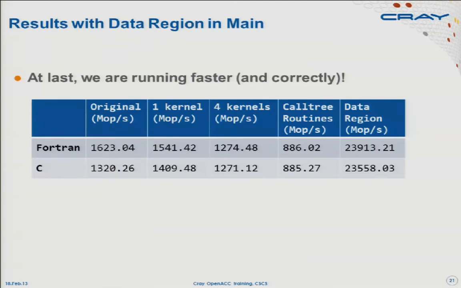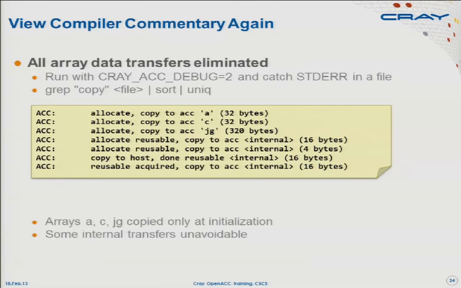And that's when the performance jumps, because now the performance has gone from here to here, because you've got rid of the data transfers. And now this is impressive compared to that, whereas that was not. Again, in this case, Fortran and C very close together. And if you look at the runtime commentary and you grep out for all the copy lines, you find that the only arrays that are transferred are these little arrays right in the initialization. And everything else is just small internal copies that you have no control over and you can't remove.